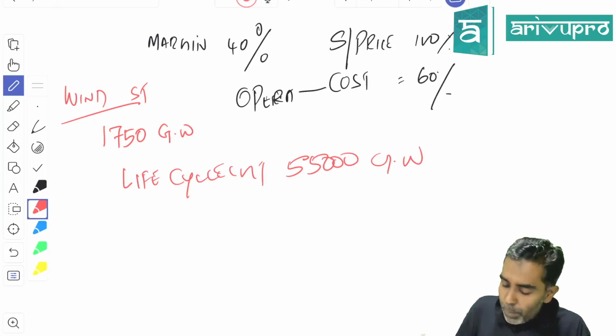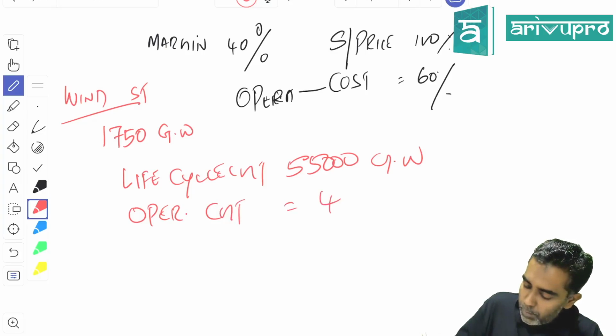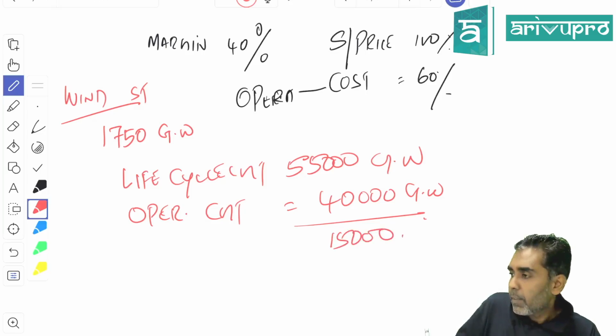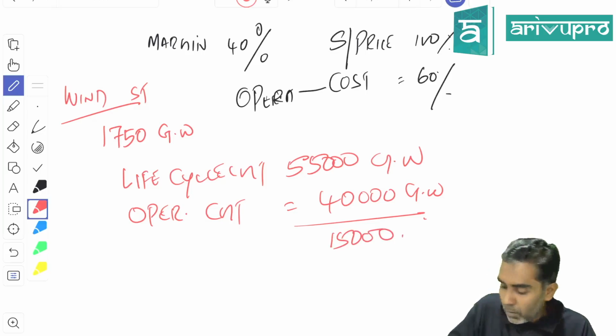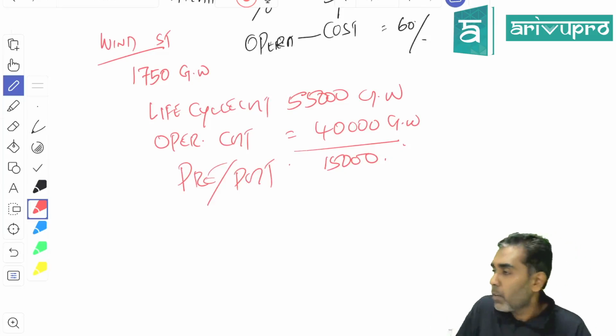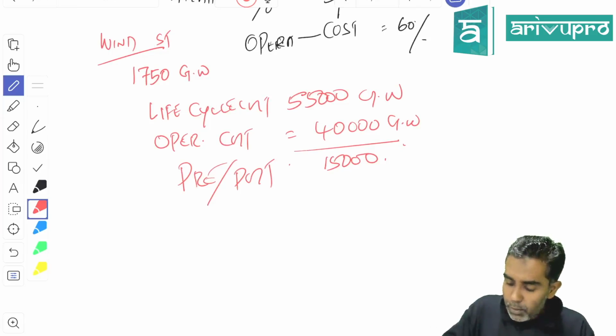And the average operating cost, which is how much? 40,000 per gigawatt. Then what is that 15,000? That is pre-manufacturing as well as post-manufacturing costs. Pre and post-manufacturing cost.